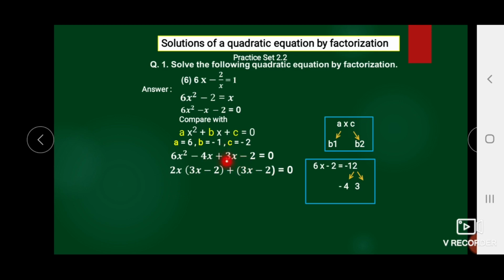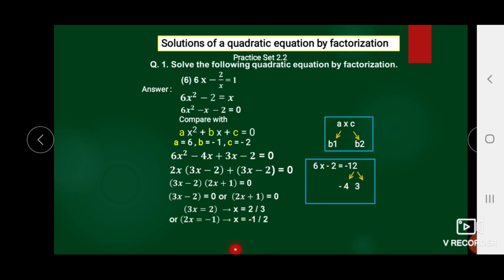After taking plus 1 common and writing the last two terms in bracket, observe here 3x minus 2 is again common, so we have to take 3x minus 2 common. So taking 3x minus 2 common, we write here 2x and here plus the coefficient of this second term is 1, so we write 2x plus 1. So the product is 0, so the first bracket equals to 0 or the second bracket equals to 0. So we write here 3x minus 2 equals to 0 or 2x plus 1 equals to 0.